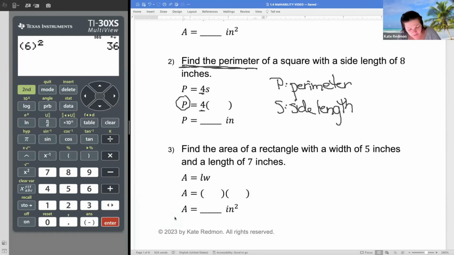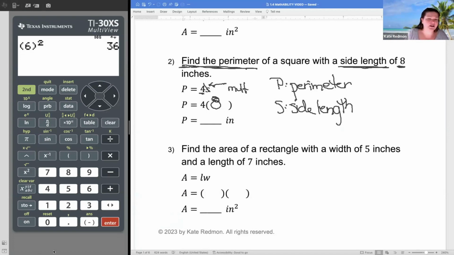But why did I open up parentheses here? See how the 4 and the S were shoved together? The 4 and the S are multiplying. And so this time I've opened up parentheses to signal it's going to be 4 times something. 4 times what? The side length. And you guys, we know what the side length is, right? Our problem tells us. Go back up and look. We have a known value. We have a side length of 8 inches. So we will trade out the S for an 8.